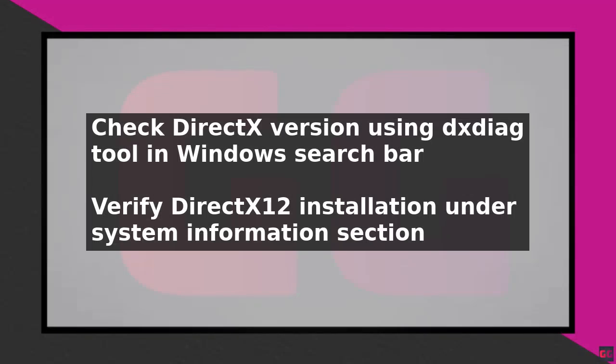To fix the DirectX 12 is not supported error in Frostpunk 2, start by checking if DirectX 12 is installed on your computer. Do this by searching for DxDiag in the Windows search bar, opening the tool, and looking for the DirectX version under the System Information section.